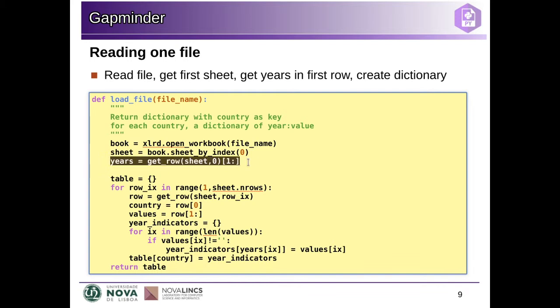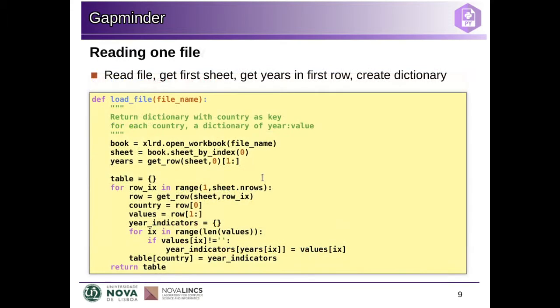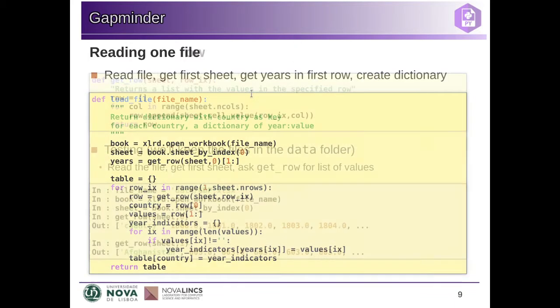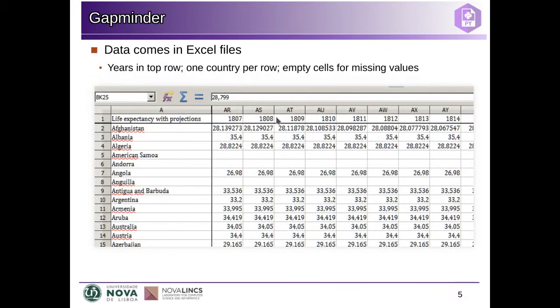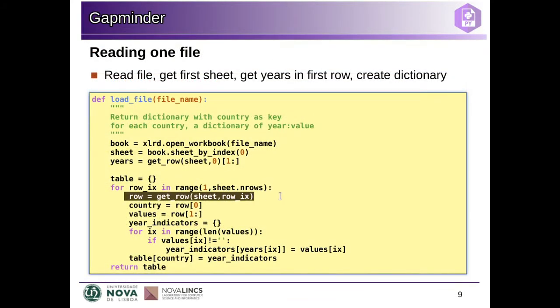And now we get the first row here. This will give us the row with the years. But we want to skip this header cell here that has just that string. So we want the first row, but only starting from the second cell to the end. And this is a list of all the years we have in that file. Now we start our empty dictionary, and for each row in our spreadsheet, starting from the second row, so the row of index 1, because that is the start of the actual data. Index 0 is just this header with the years. And so starting from that row, the second row, we get the values on that row.